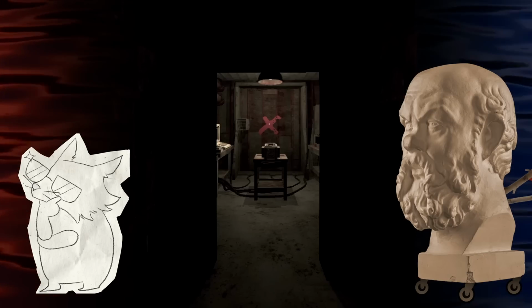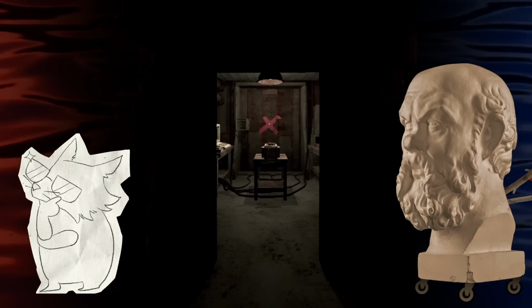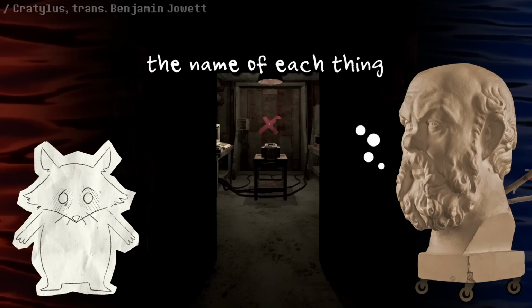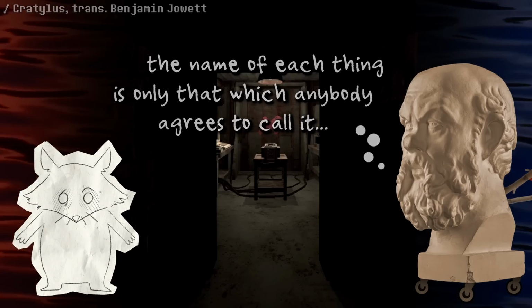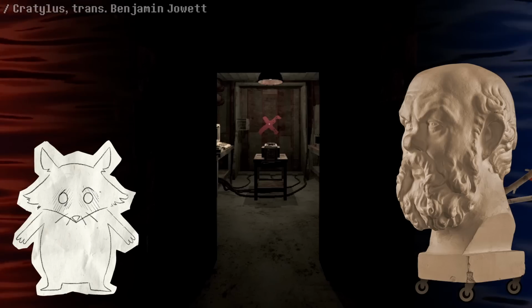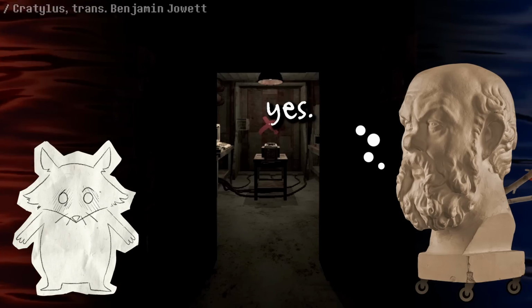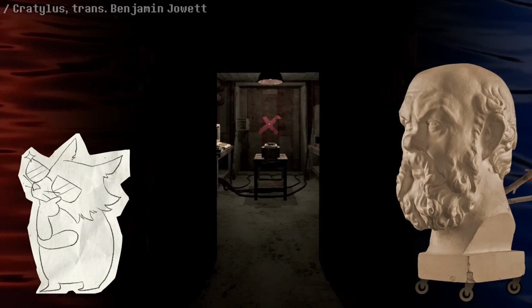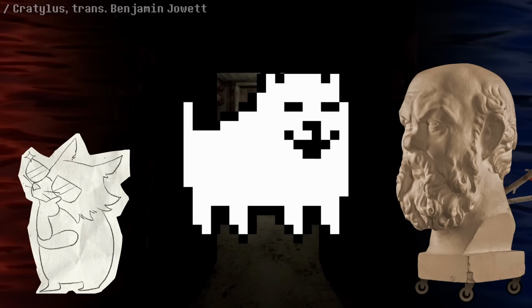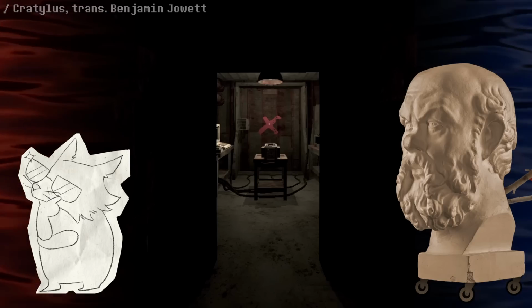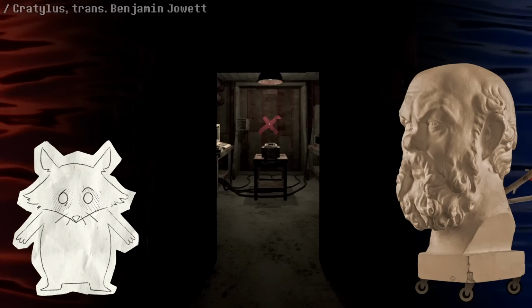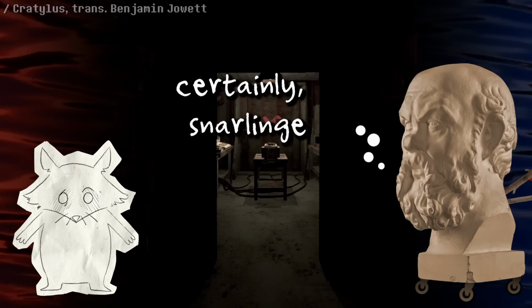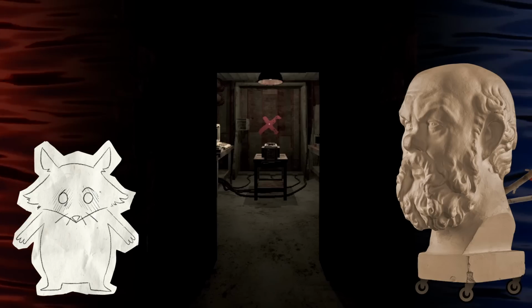Socrates, what does Cratylus define as conventional names theory? The name of each thing is only that which anybody agrees to call it. Good boy. And that anybody can truly be anybody, right? A person, a government. Yes. Okay, so what if I call a man a dog or a dog a man? Am I right to do that, according to conventional names theory? Is the whole world right to change the names we use on a whim? Certainly, Snarlinger. Okay, that's interesting.